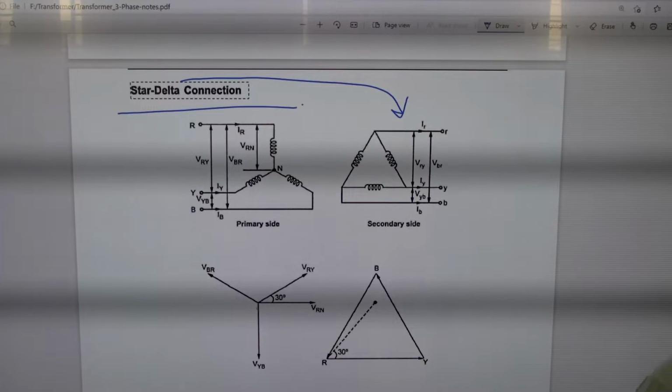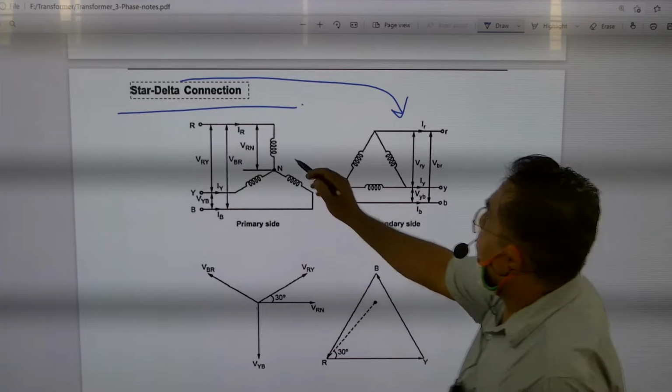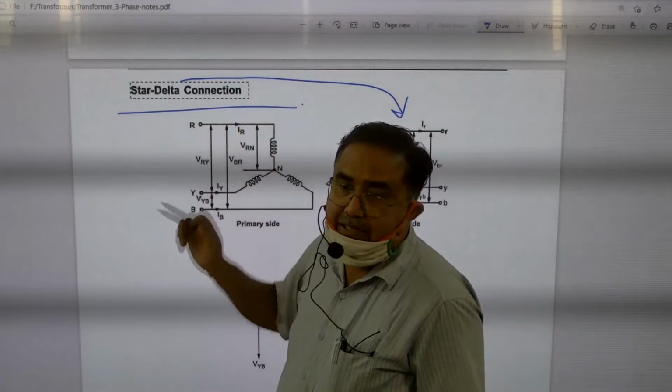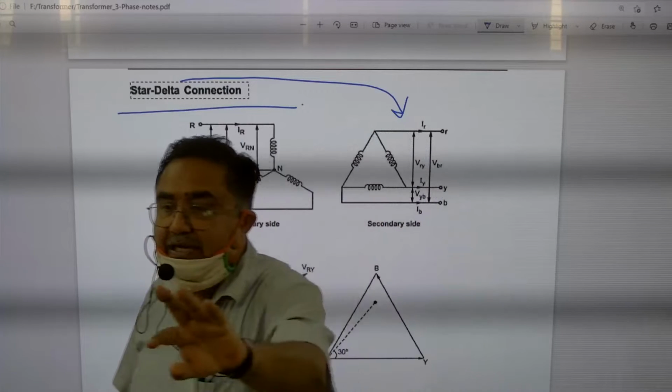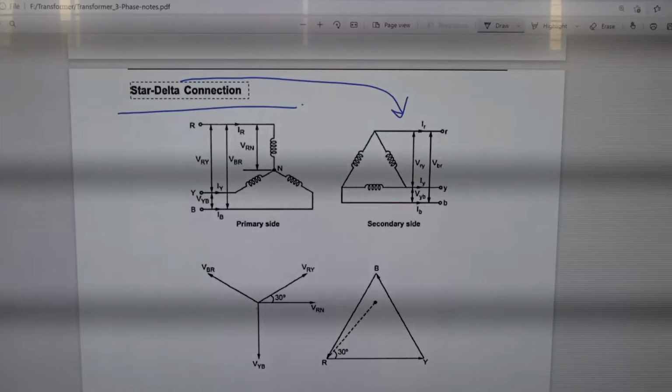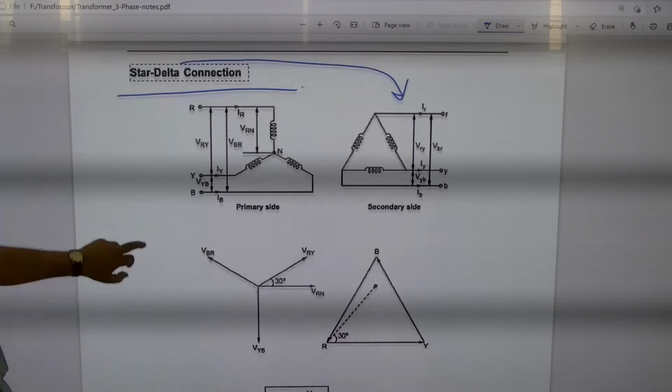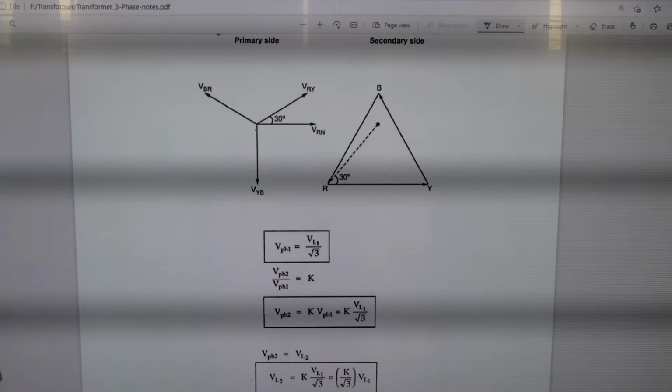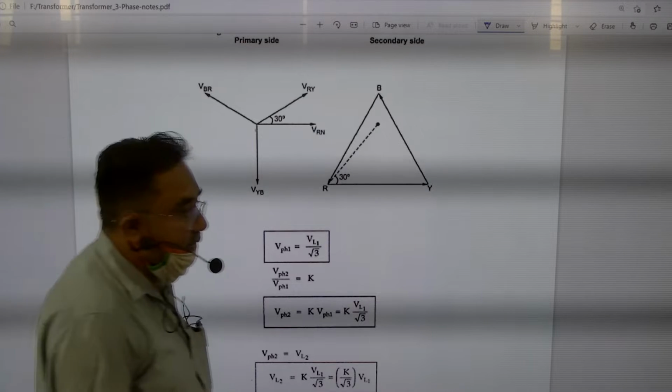So generally these types of star-delta or delta-star cannot be connected in parallel with the star-star or delta-delta. You got my point? So very clear.